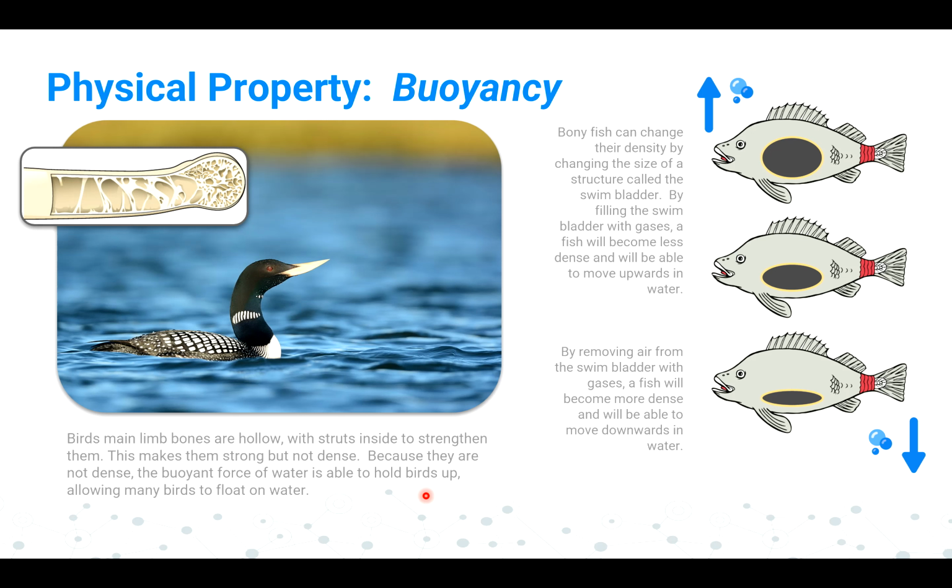Now, in the case of fish, you will find bony fish can change their density by changing the size of a structure called the swim bladder. By filling the swim bladder with gases, a fish will become less dense and able to move upward in water. And by removing air from the swim bladder, a fish will become denser and will be able to move downward in water. So in this way they control their movement as well as direction in the water.